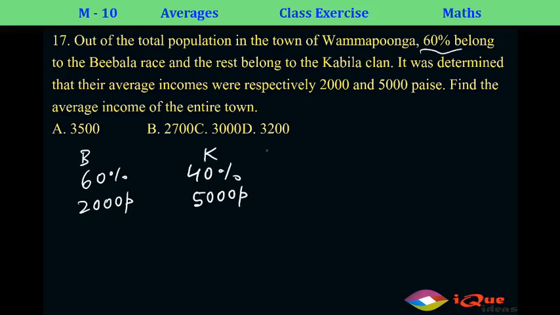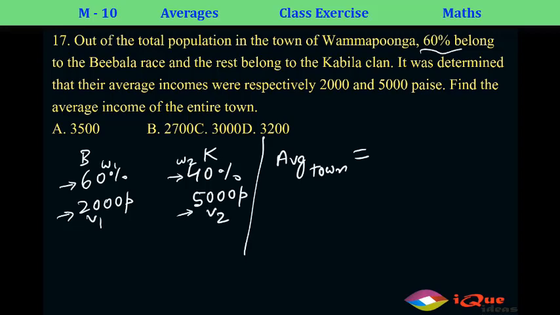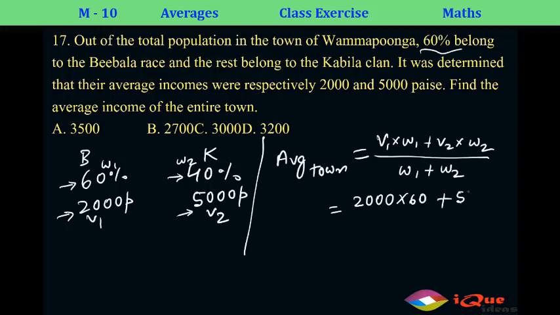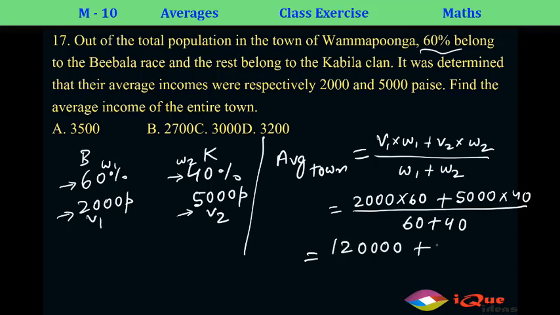So what we can do is straight away calculate the combined average of the entire town. It will be equal to, see, 60% and 40% are their weightages, 2000 and 5000 are their values. So this is V1, this is V2, this is W1 and this is W2. So we can directly apply the formula: V1 into W1 plus V2 into W2 divided by W1 plus W2. So this is equal to 2000 into 60 plus 5000 into 40 divided by 60 plus 40, the total weightage. So we have 2000 into 60 is 12 with 4 zeros, be careful about the number of zeros, 5 into 4 is 20 and then 4 zeros, and the whole divided by 100.